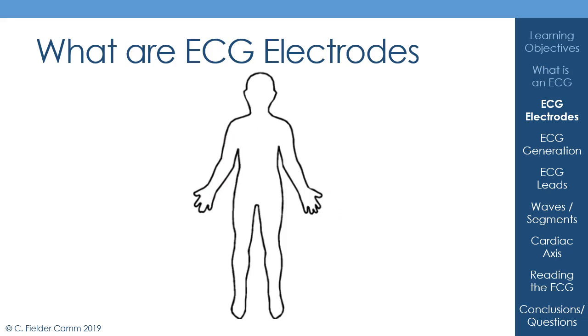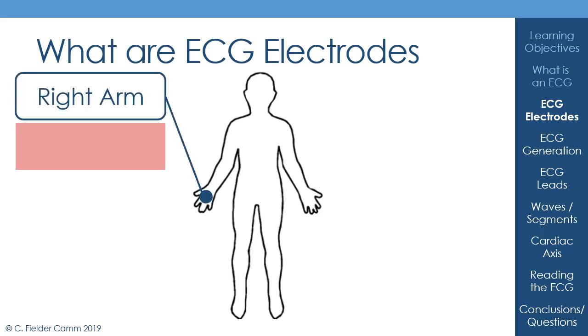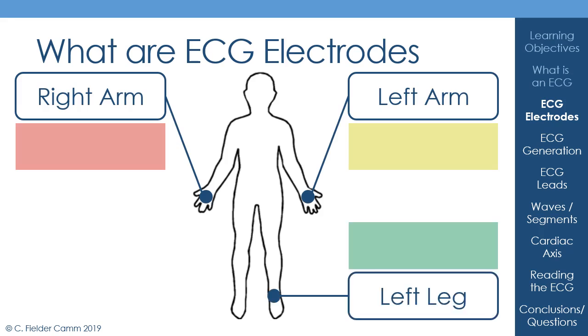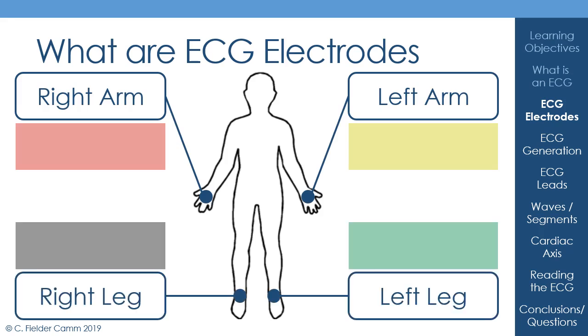So what are ECG electrodes? Well, the electrodes are the physical connection between the patient and the ECG machine. And these are the wires and sticky bits that go onto the patient. And there are 10 of these electrodes in a standard ECG. 4 of them go onto the patient's limbs. We have the right arm, left arm, left leg, and right leg. And these 4 are color-coded as red, yellow, green, and black.